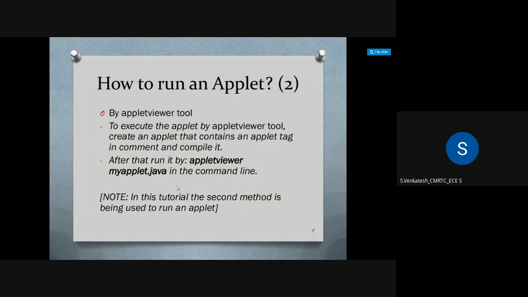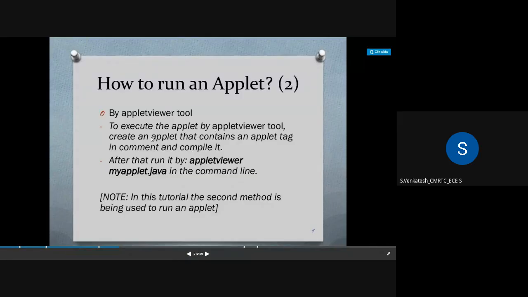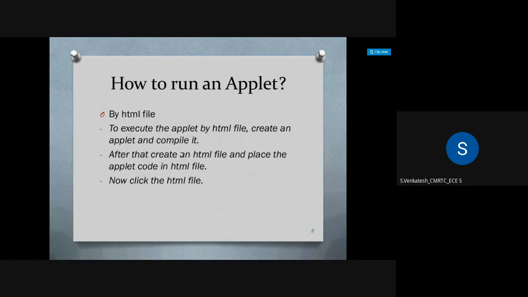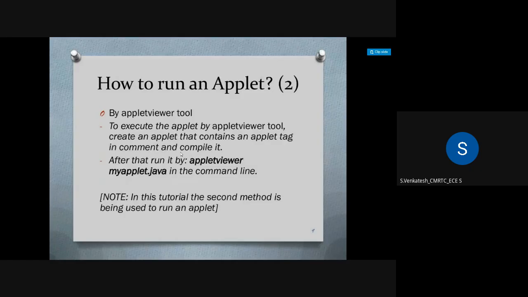Another way is by using the appletviewer tool. This is one tool to execute the applet. Create an applet that contains an applet tag in a comment and compile it. So there are two ways of running: one is by using an HTML file, the other is by using the appletviewer tool. In this tutorial, the second method is used to run an applet. We will discuss this appletviewer tool in coming slides.